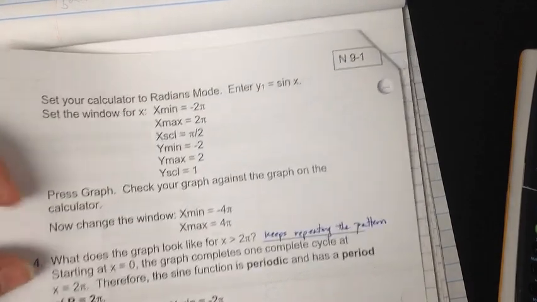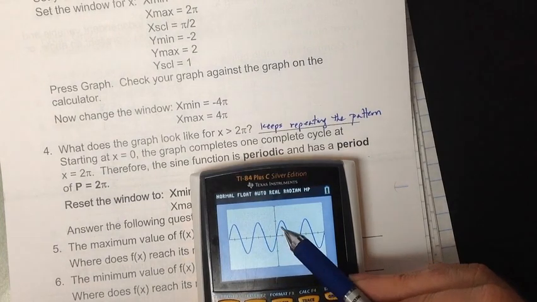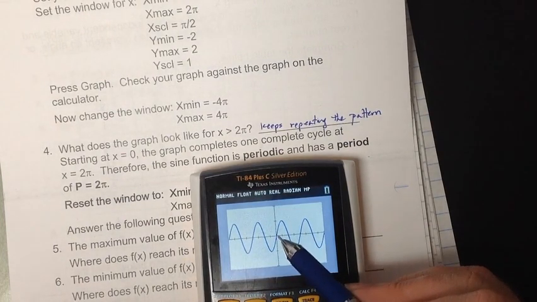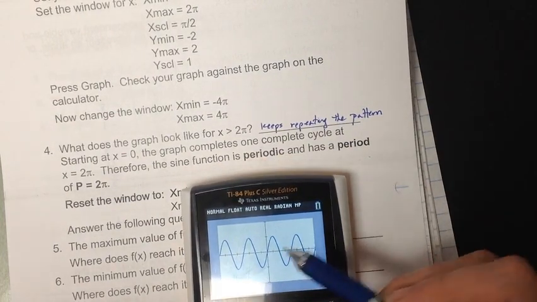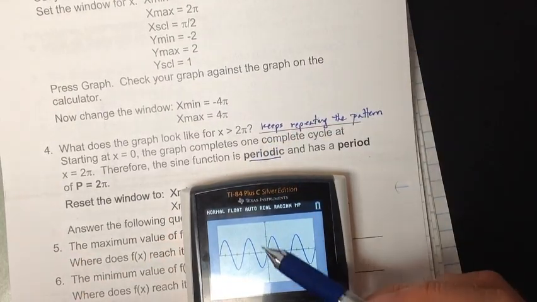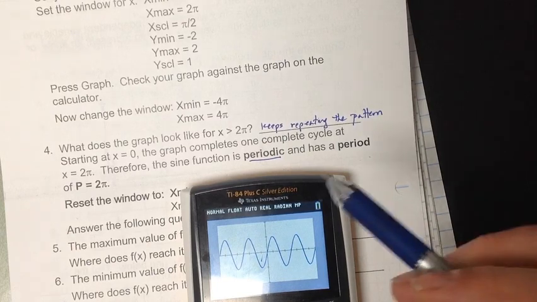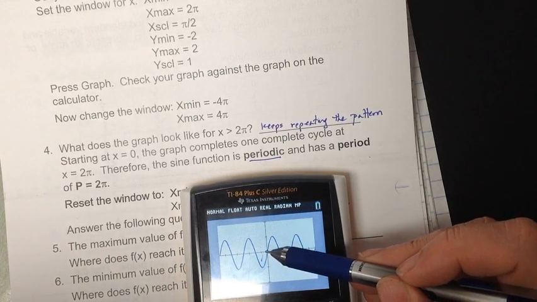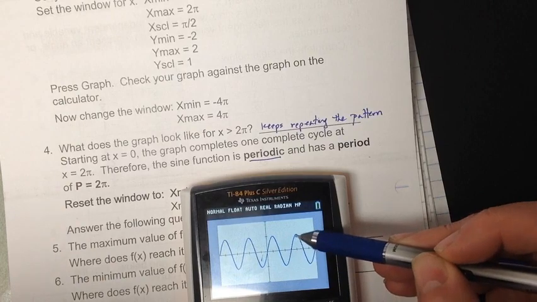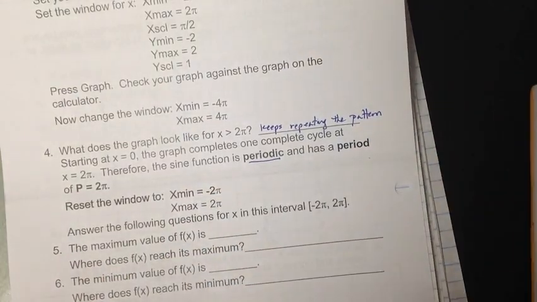So starting at x equals 0, the graph completes one complete cycle from 0 to 2 pi. That's one complete cycle. Therefore, the sine function, this is a periodic function. It has a period of p equals 2 pi. A period is defined as the length of time or the amount of time before it starts repeating itself. So if I start at 0, 0, it goes through pi to 2 pi, and then it starts repeating. So every 2 pi, it repeats itself.